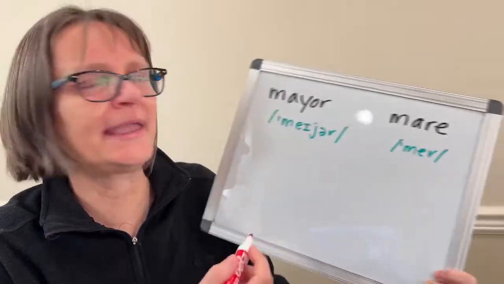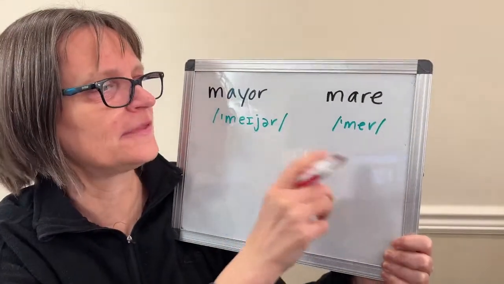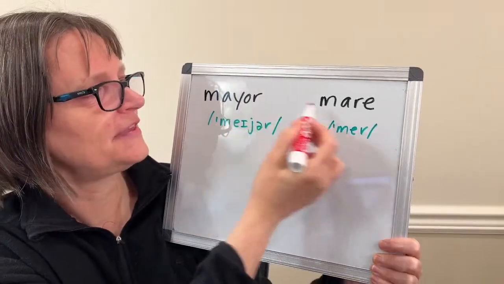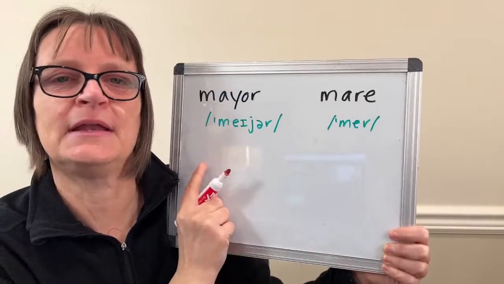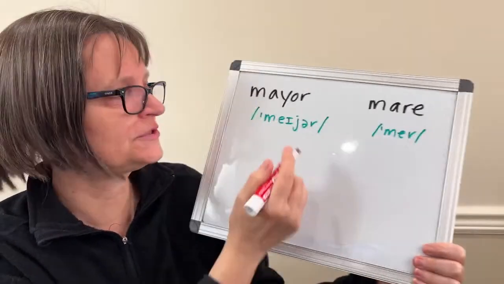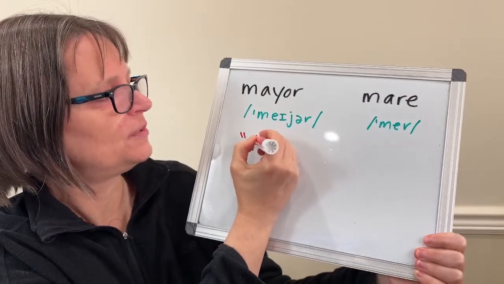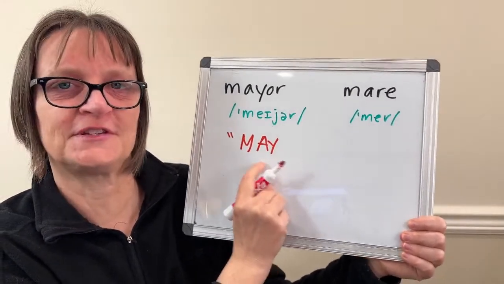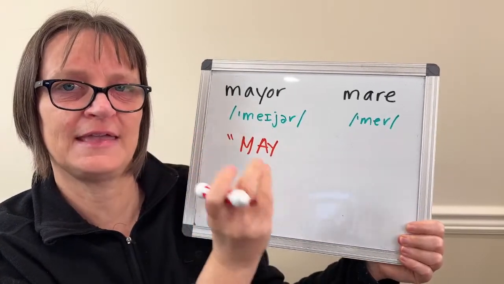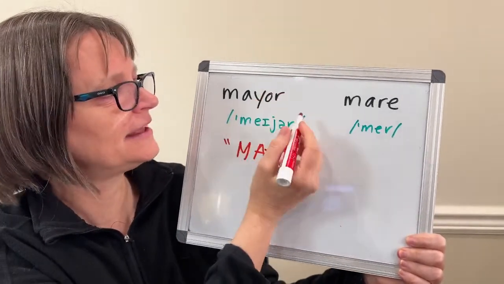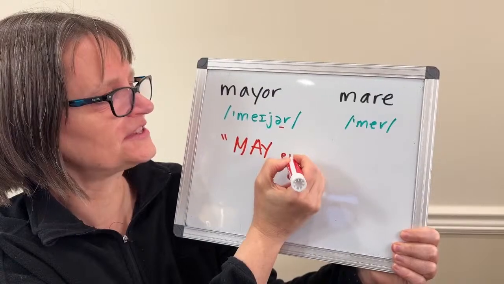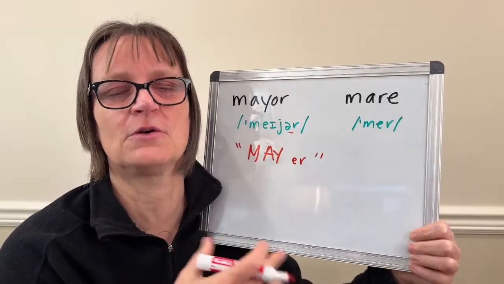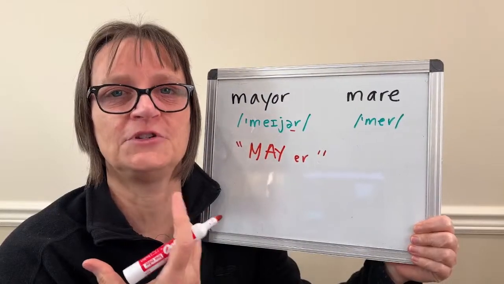Okay, looking at mayor and mare, these words are very similar. They have the A sound, they have an R sound, but in mayor, we have 2 syllables. So we can think of it as the first syllable is stressed. It sounds like may with the A diphthong that slides. And then letters OR say the ER sound in this word. That's very typical at the ends of words like mayor or scholar, doctor.